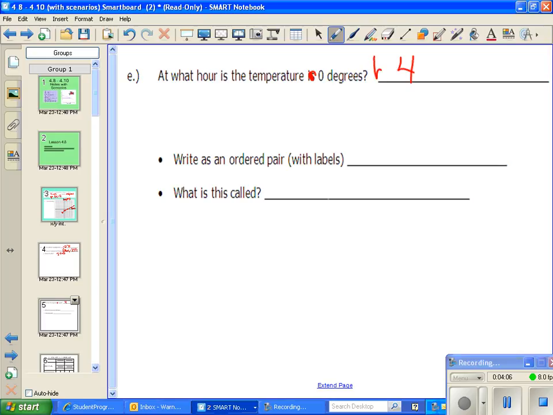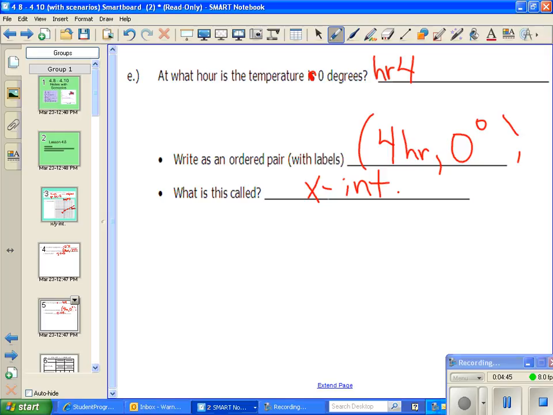Okay, so at hour number 4, it is 0 degrees outside. What is the ordered pair for that? Zoe? 4, 0. What would be your labels? Okay, hour 4 and 0. All right, what is this called that you just found, Mackenzie? Very good. Okay, this is the x-intercept. All right, that is the new part.